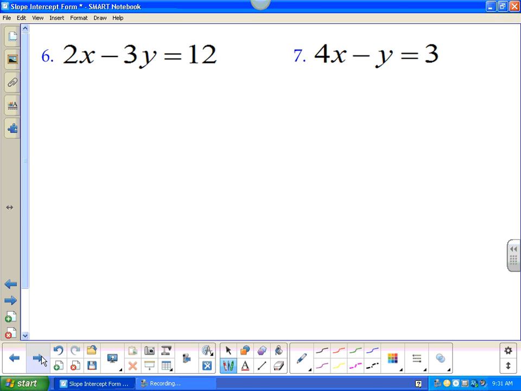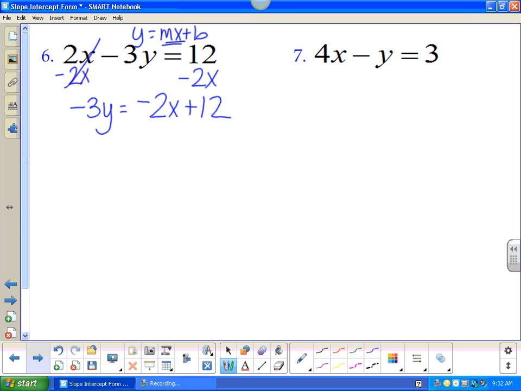Now number 6, I still want the slope and the y-intercept, but this is not in y equals mx plus b form. So we have to do that first. So to solve for y, first thing I'm going to do is subtract 2x. So -3y. Now when I get over here, since it's y equals mx plus b, I want my x term first. So I'm going to write -2x plus 12. Then to continue to solve for y, I need to divide by -3.